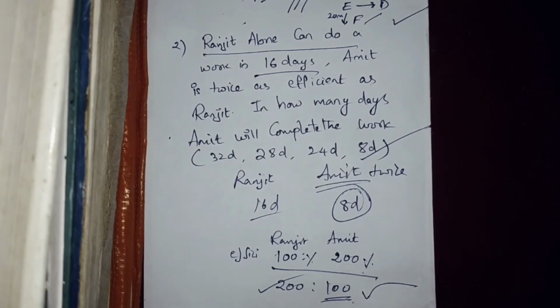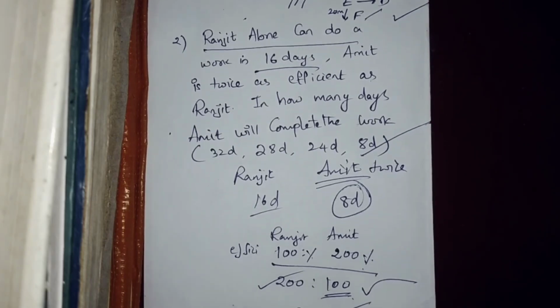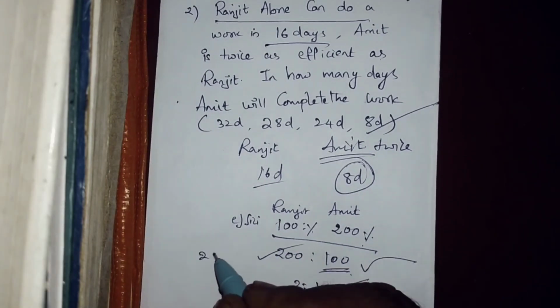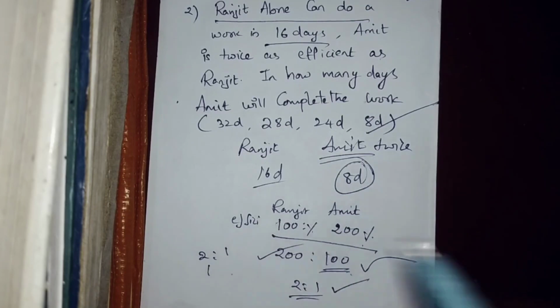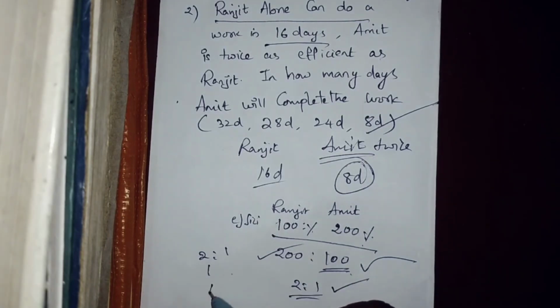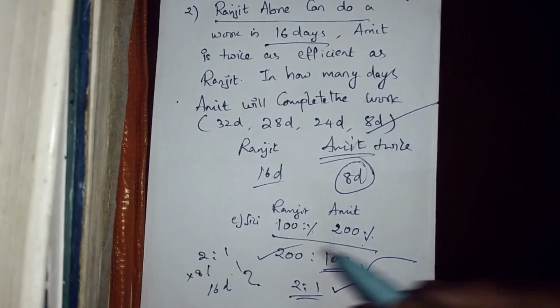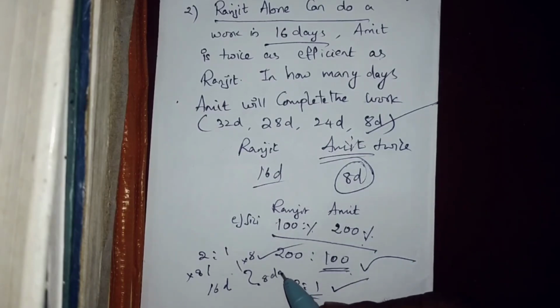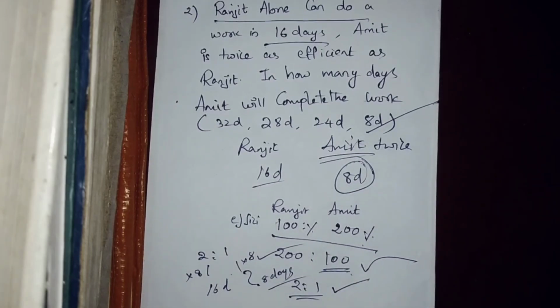So 2 is to 1 ratio. Now 2 is to 1, right? So the first fellow will do the work in 16 days. The second fellow in how many days? Ranjit and Amit. So 2 into 8 is 16, 1 into 8 is 8 days. Hope this is clear.